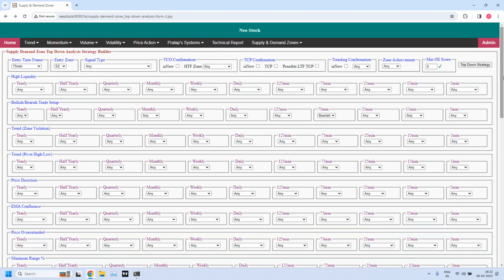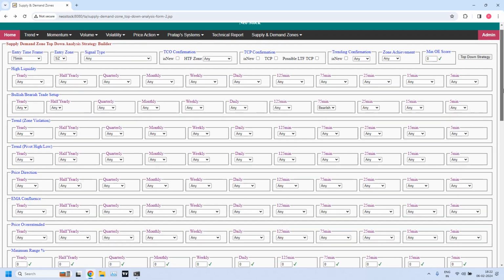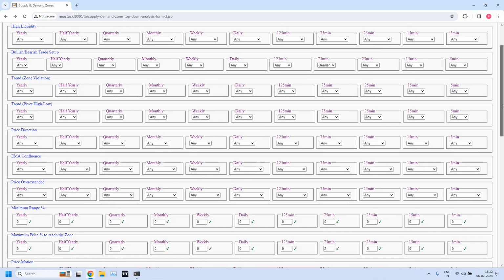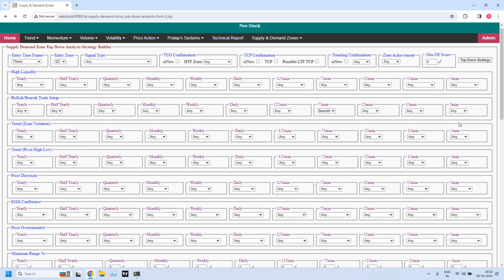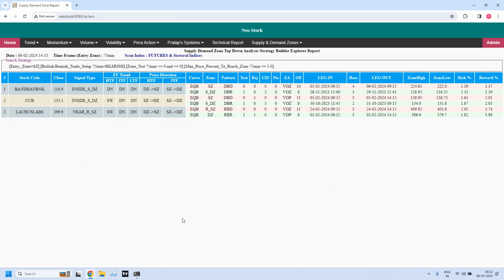So within the 3% level, we will see any stocks from these 7 stocks. I'm changing 2% to 3%. One more stock we got, CUB, out of those 7 stocks. So this is about the bearish trade setup.